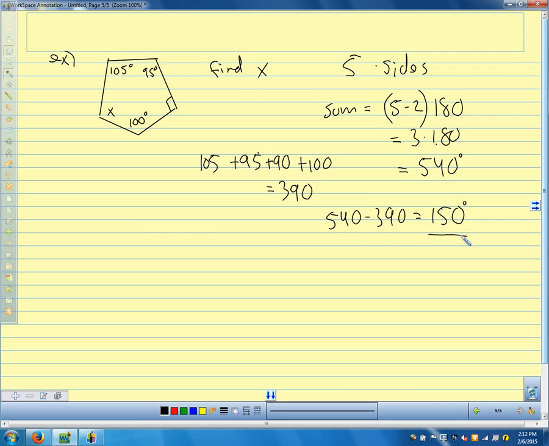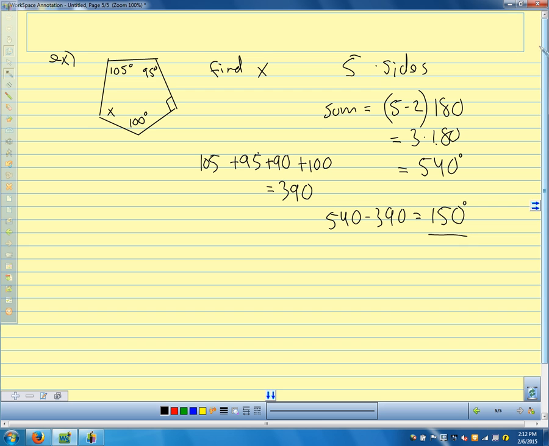So this is just like we did with triangles. If we were missing one angle, we just figure out what all of them have to be together, and then we can subtract to find it out. Questions there?